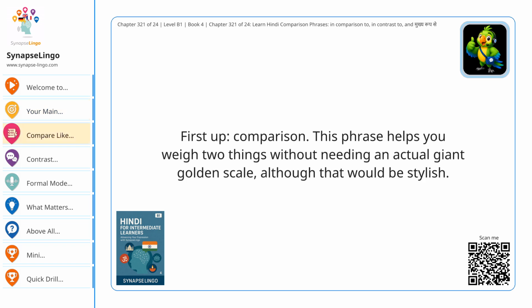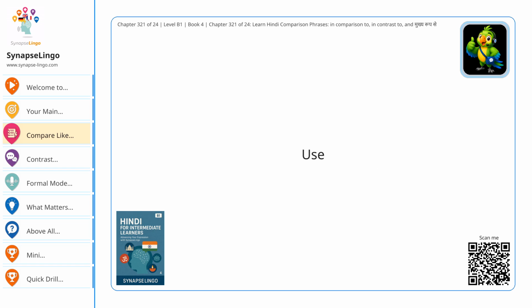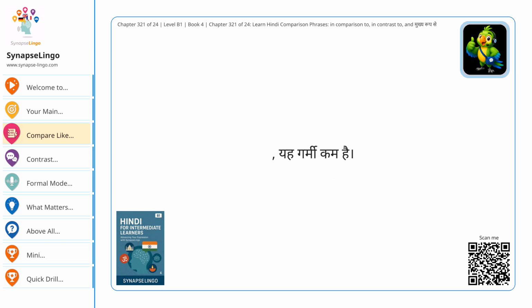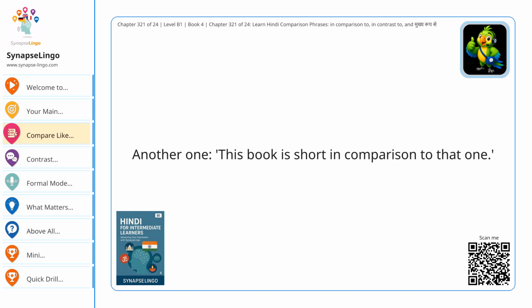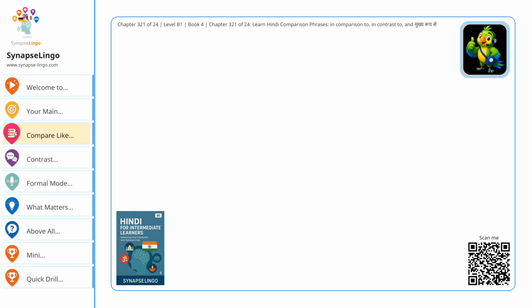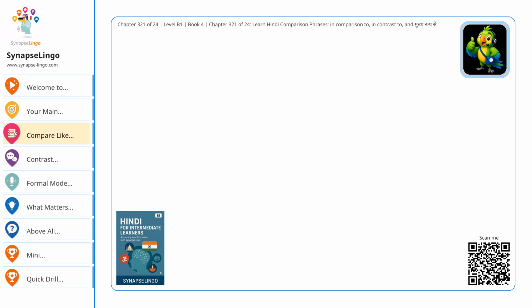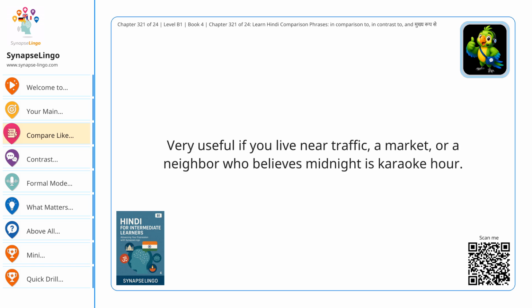Compare like a pro. First up, comparison. This phrase helps you weigh two things without needing an actual giant golden scale, although that would be stylish. Use की तुलना में for in comparison to. For example, in comparison to last year, this summer is cooler. In Hindi, पिछले साल की तुलना में यहाँ गर्मी कम है. Another one: this book is short in comparison to that one. And a personal favorite: my room is quiet in comparison to the street. Very useful if you live near traffic, a market, or a neighbor who believes midnight is karaoke hour.